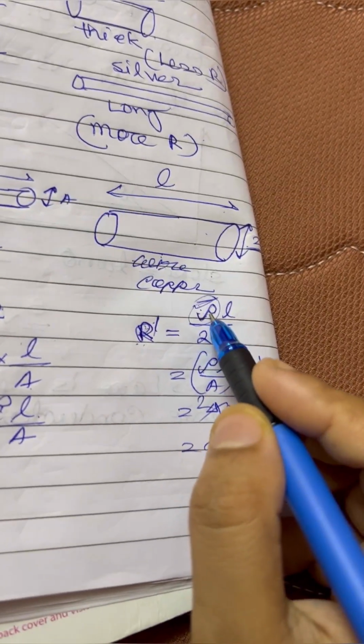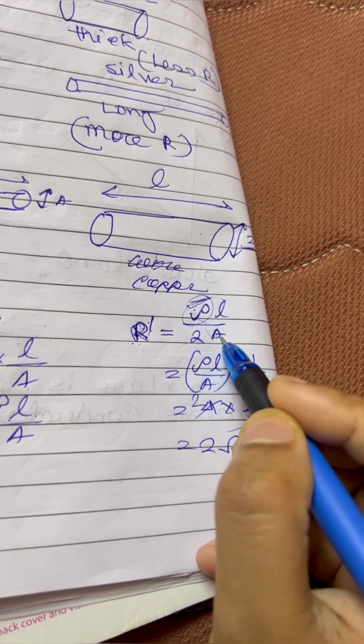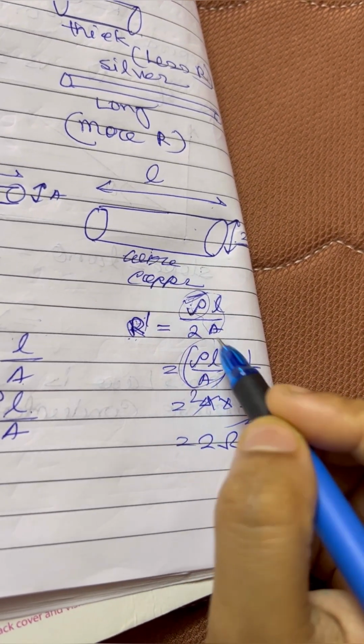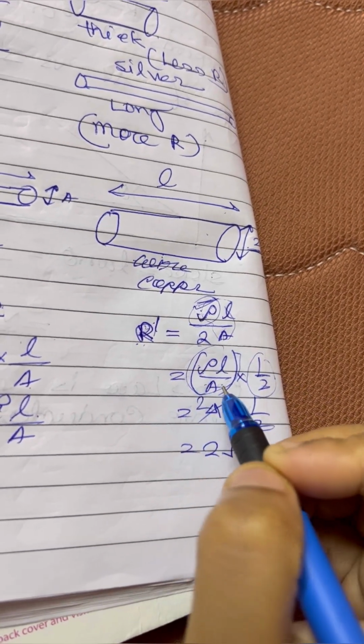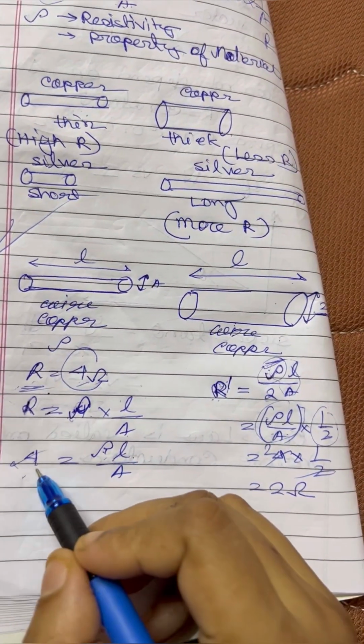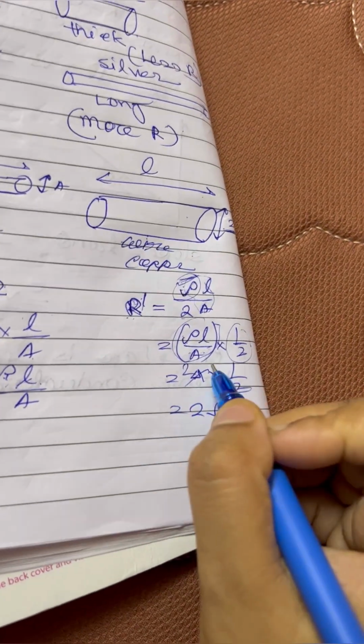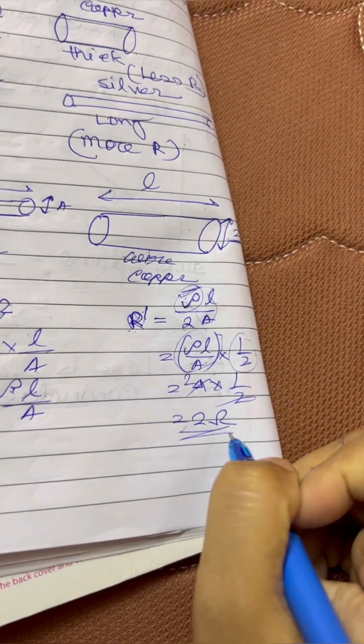So here you see rho L by A, I have written it together, and 1 by 2 separately. We know the rho L by A value is 4, so I have written the value 4 into 1 by 2, so 2 ohm is the answer.